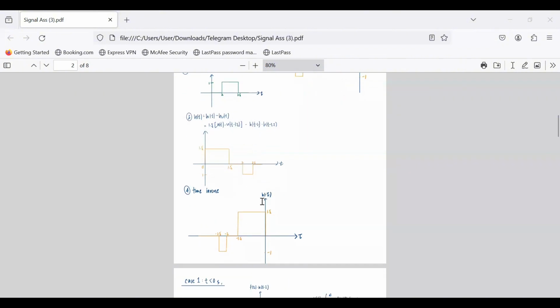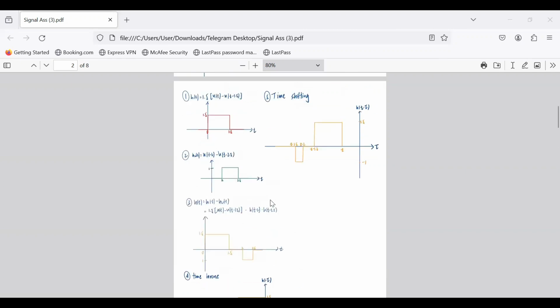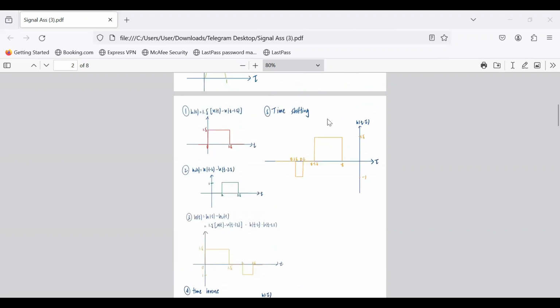Next, we need to find h minus tau. So we change our ht graph from t-axis into tau axis and invert it, so we can get h minus tau. Next, we use time shifting to get ht minus tau, so the tau axis values are t minus 1.5, t minus 2, and t minus 2.5.